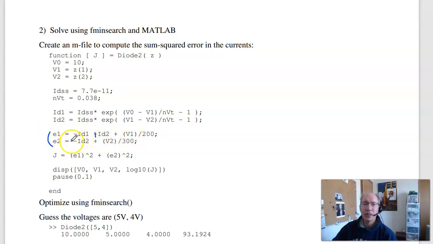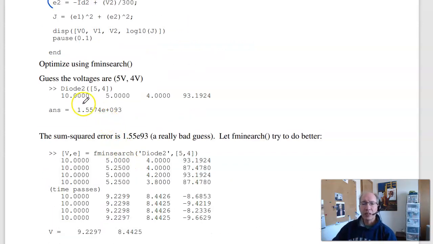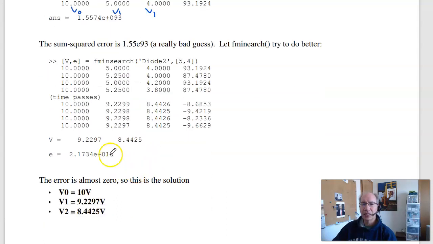If I guessed correctly, the currents will balance. If they're incorrect, I'll have a current imbalance, return the sum squared error, and then let MATLAB try to minimize the sum squared error. To call it, I can say, let's call function diode2. Are the voltages 5 volts, 4 volts? And it says, these are my voltages. This is your V0, V1, V2. Here's the current imbalance. It's not 0. So guess again. Here I'll let MATLAB guess for me. That's what fminsearch does. It's going to guess again, until the currents balance. So here's the sum squared error in current. And then get the voltages.